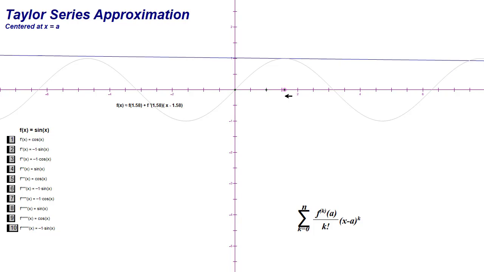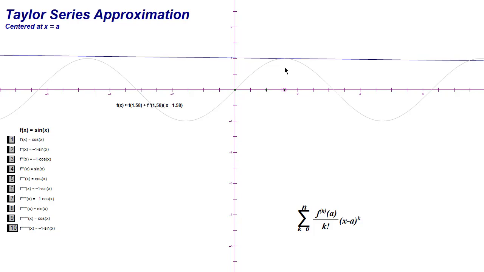Okay, so the conditions I'm going to set on building my polynomial are the following. I want my original function, sine of x, and my polynomial to have the exact same function values at my center. So my center is pi over 2. The sine of pi over 2 is 1, and it looks like my horizontal line or approximating polynomial, its value is also 1.